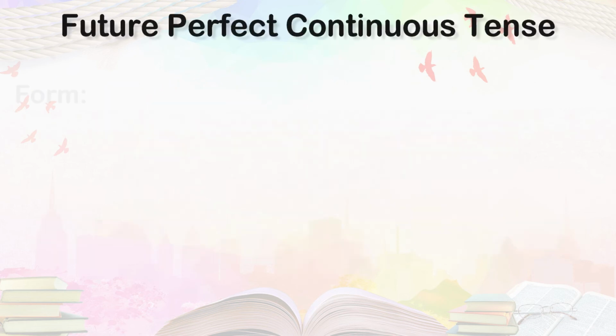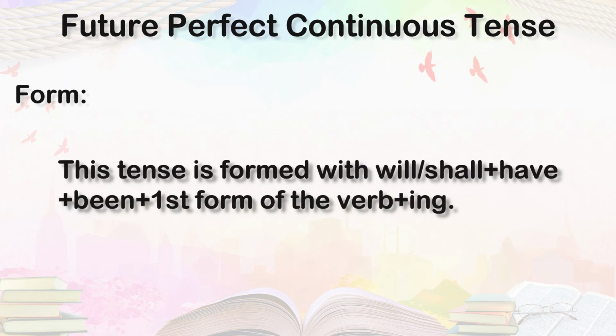Now let's move to the last part, that is future perfect continuous tense. This tense is formed with will, shall plus have plus been plus first form of the verb plus ing.